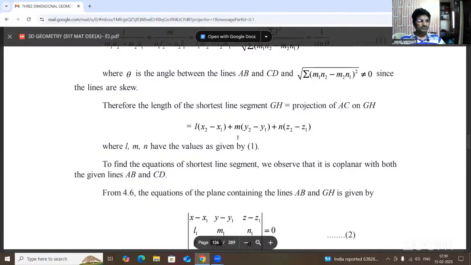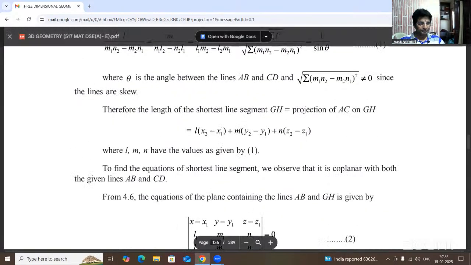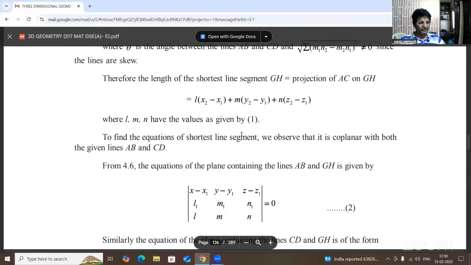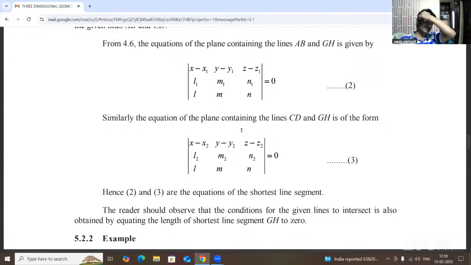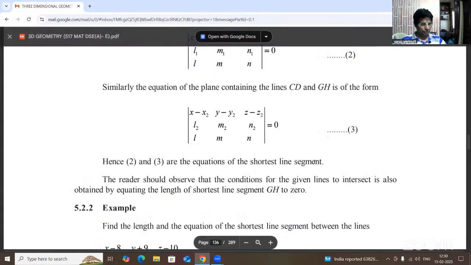But here, according to this one, how do we find the equation? Take the determinant of x minus x1, y minus y1, z minus z1, and L1, M1, N1, the first line's normals, with LMN being the common intersecting direction of the lines. From the normals of both lines we get the values of LMN. So that is one of the required plane equations. And according to the second symmetrical line, we take the determinant of x minus x2, y minus y2, z minus z2, L2, M2, N2, and LMN equal to 0.